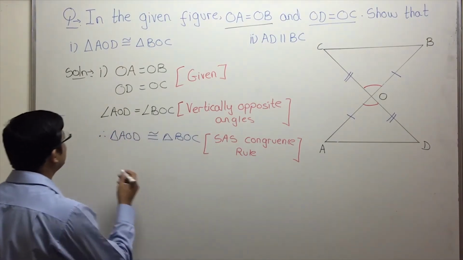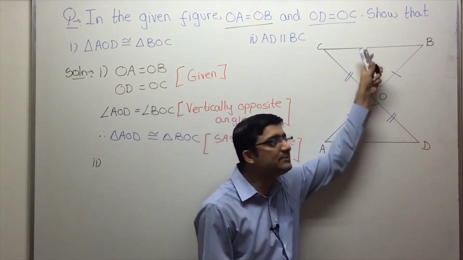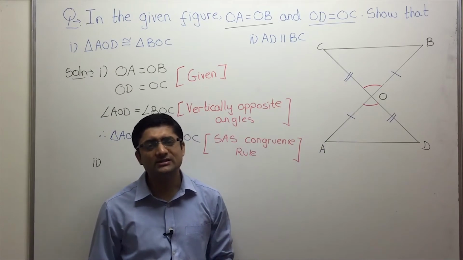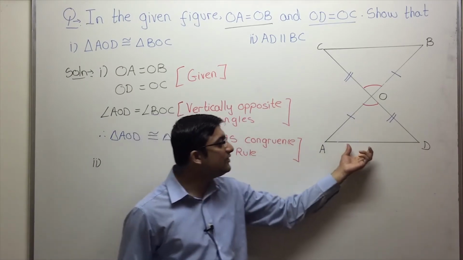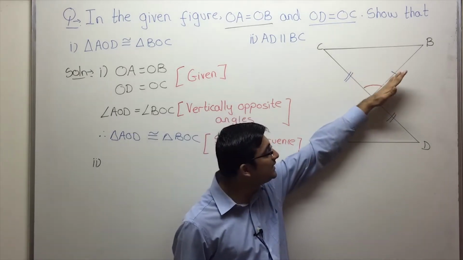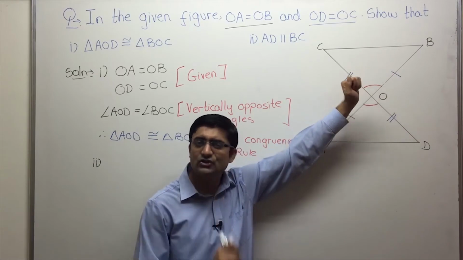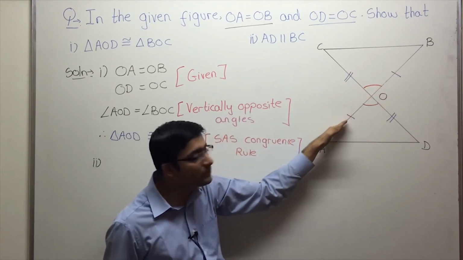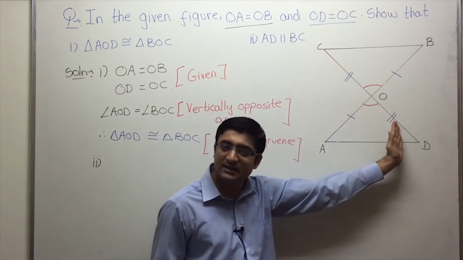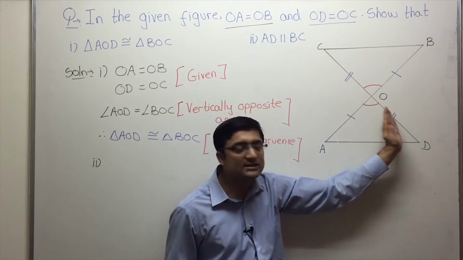Now moving on to the second part. In the second part, we have to prove that AD is parallel to BC. So how do we show two lines are parallel? In the previous chapter, lines and angles, we have studied this. Whenever you want to show two lines as parallel, we take the help of a transversal. Do we have a transversal here? Yes. Between AD and BC, AB is one transversal, CD is another transversal.